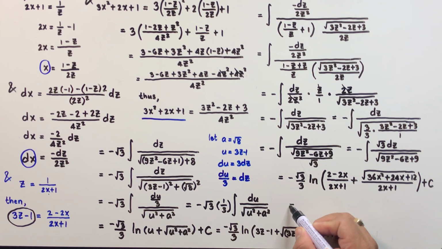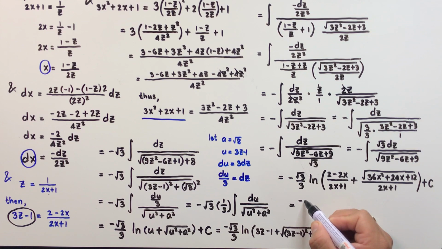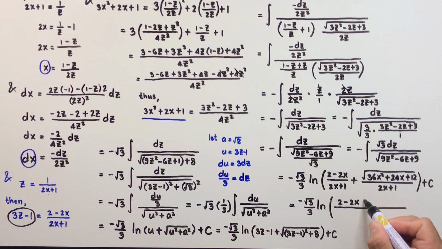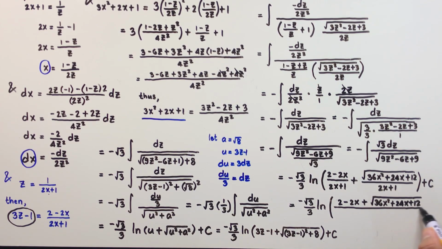So combining these two terms here, we have negative square root of 3 over 3 times the natural log of the fraction of 2 minus 2x plus the square root of 36x squared plus 24x plus 12, and this is divided by the common denominator, which is 2x plus 1, added to the constant of integration, c. And this is our final answer for this example.